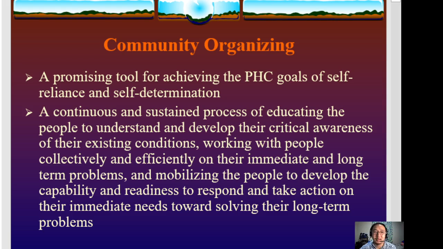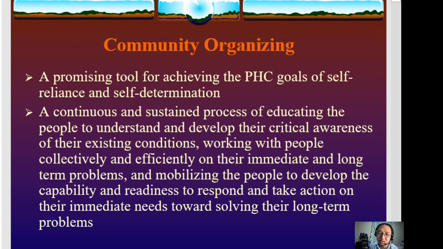Yan po. And what else? Working with people collectively and efficiently on their immediate and long-term problems. Okay, working with them means you do not work for them. The word there is with. Okay, you work with the people. They are your partners. Okay, they should not be dependent on you. Okay, both the institution and the community should work together on a common goal, on the purpose of becoming a self-reliant community. Okay?